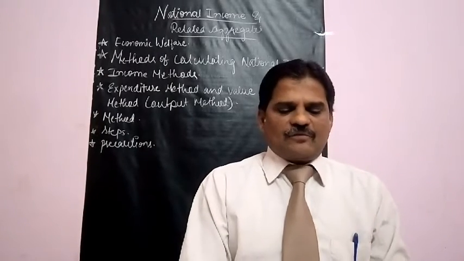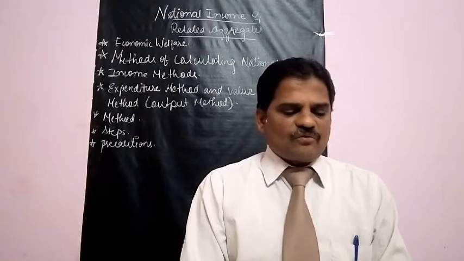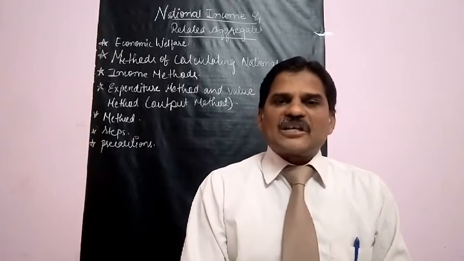for the measurement of national income, namely the value added method, also called the production method or product method. Second is the income method, and the third is the expenditure method. So these are the three methods.